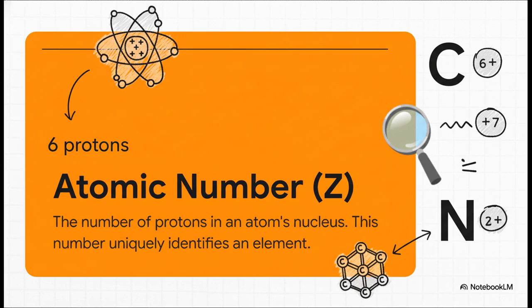That's it. But here's why it's so critical. This number is the element's identity. Every single atom of carbon in the entire universe has exactly 6 protons, no exceptions. If an atom had 7 protons, well, it just wouldn't be carbon anymore. It would be nitrogen. It's the ultimate identifier.